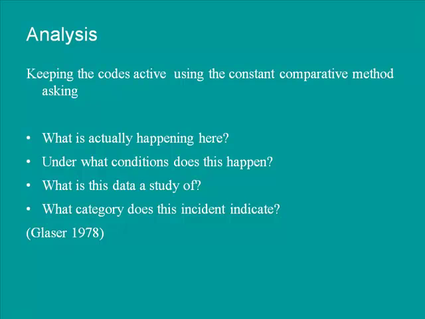One of the things that's really important to do is to keep codes active when you're doing the analysis. What's helpful is to keep asking really active questions of the data when you're looking at things line by line or incident by incident, thinking about what is actually happening here, under what conditions does this apply, what is this data a study of, and what category does this incident indicate. I think that's a really helpful way of thinking about the data.